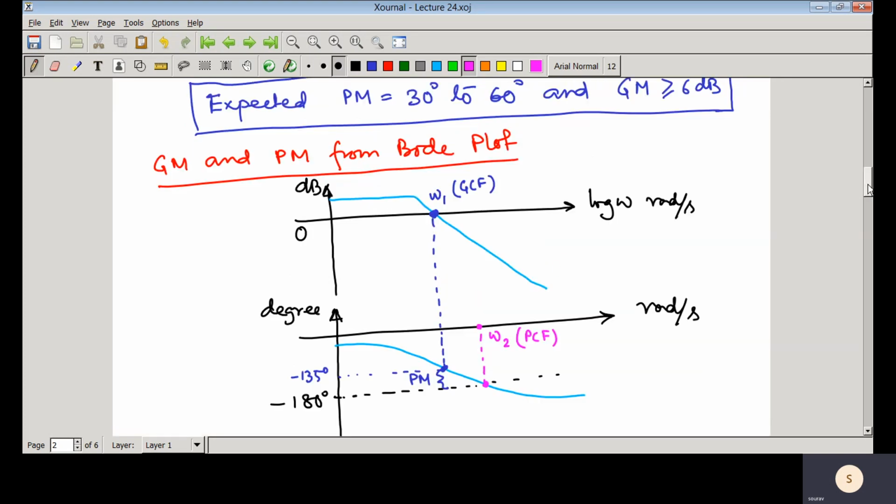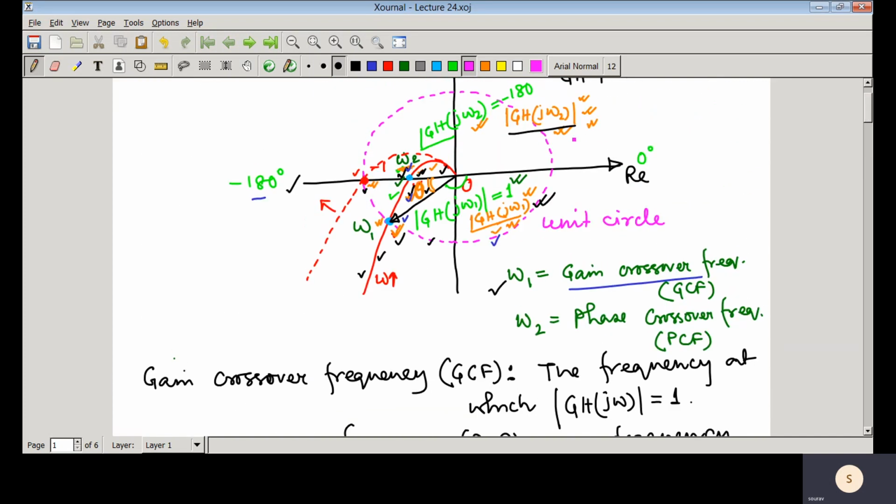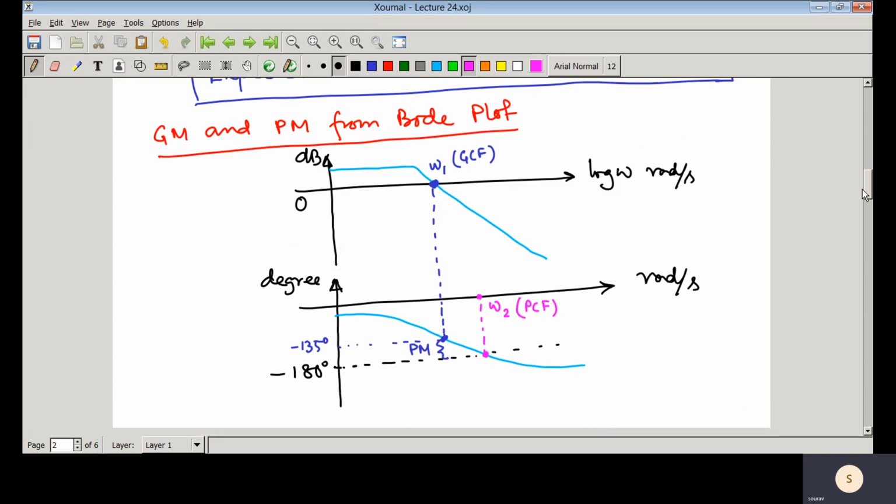And at the phase crossover frequency, if we take the reciprocal, 1 by j omega 2, here we can see from the Bode plot this is that value. That means if we add that, then it would be equal to 0 dB, that means the gain would be equal to 1. So this is actually the gain margin.